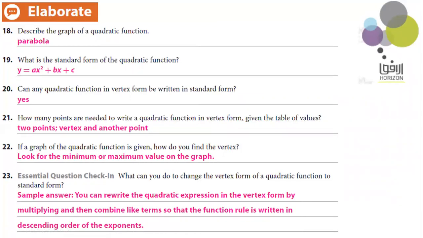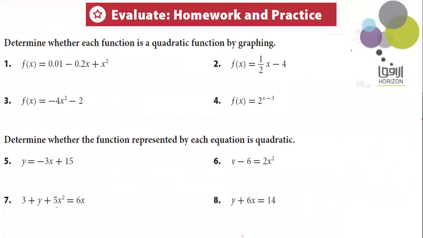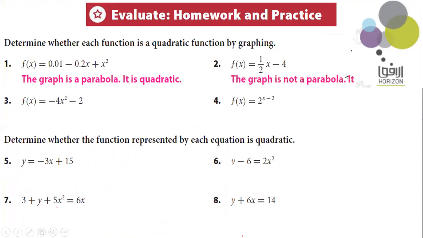Okay, next. We have this homework. First, determine whether the function is a quadratic function by graphing. Okay, ask yourself, does an x squared term exist? Yes, it exists here. So this is a quadratic function. The graph is a parabola and it is a quadratic function. Number 2, does an x squared term exist? No, we have only x. So not a parabola. It is not a quadratic function.